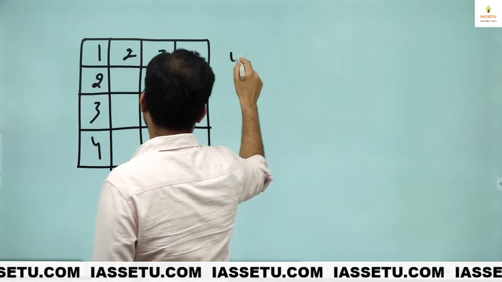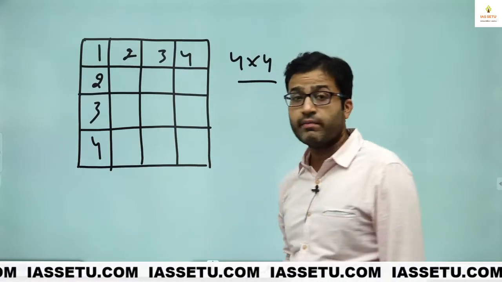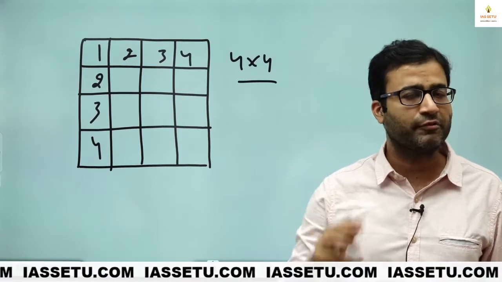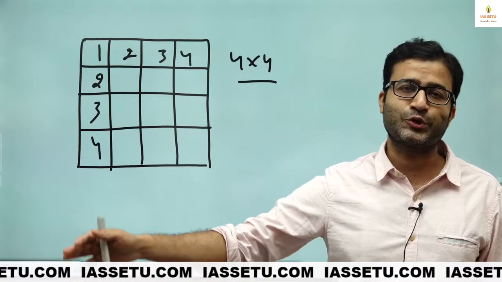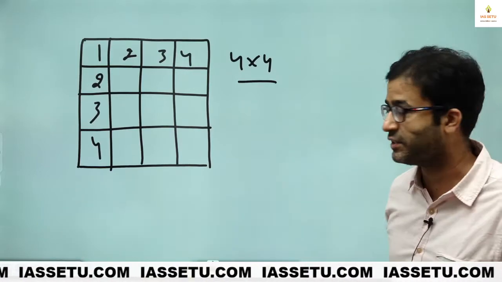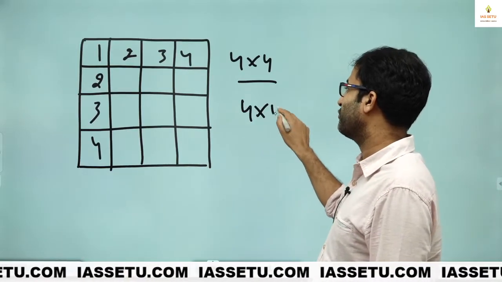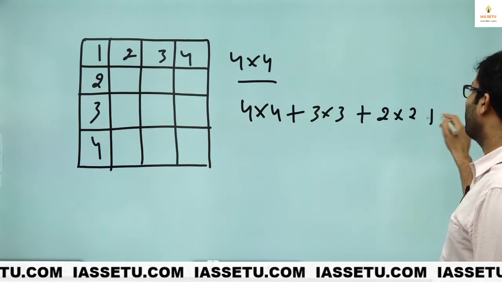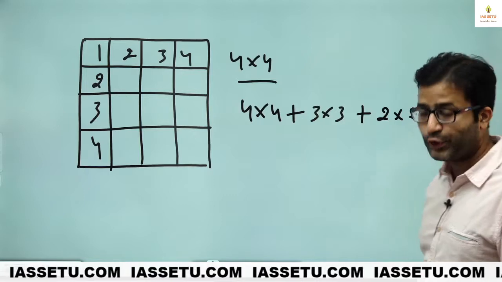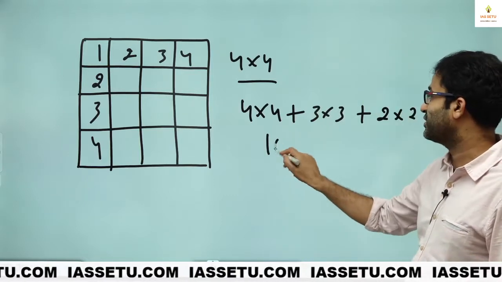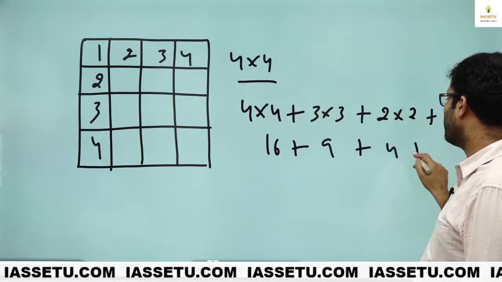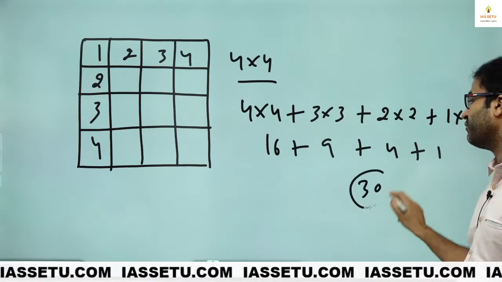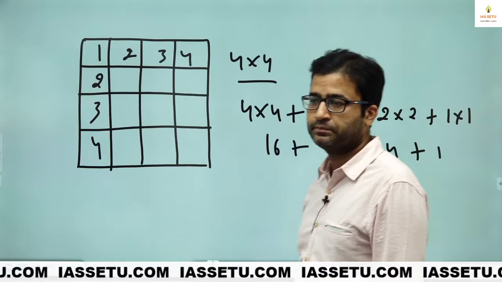So this is a 4 by 4 figure. Manual counting will take 2 minutes, whereas with this, without pen and paper, 4 into 4 plus 3 into 3 plus 2 into 2 plus 1 into 1, we get the answer, and that takes 5 seconds. So it is 4 into 4 plus 3 into 3 plus 2 into 2 plus 1 into 1 and plus 0 into 0. So this is 16 plus 9 plus 4 plus 1. So what we have here? 30. So in the given figure we have 30 squares.